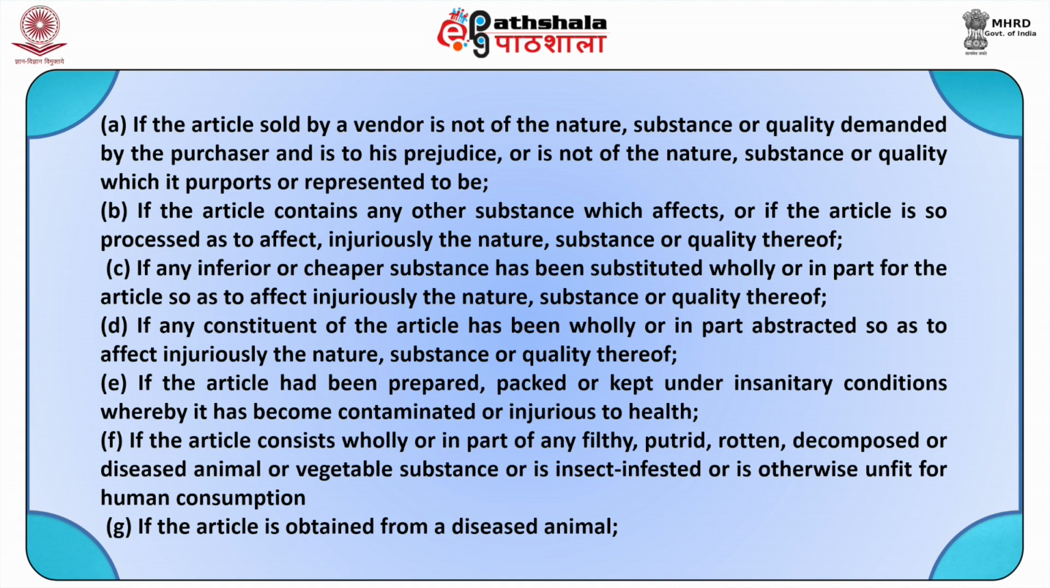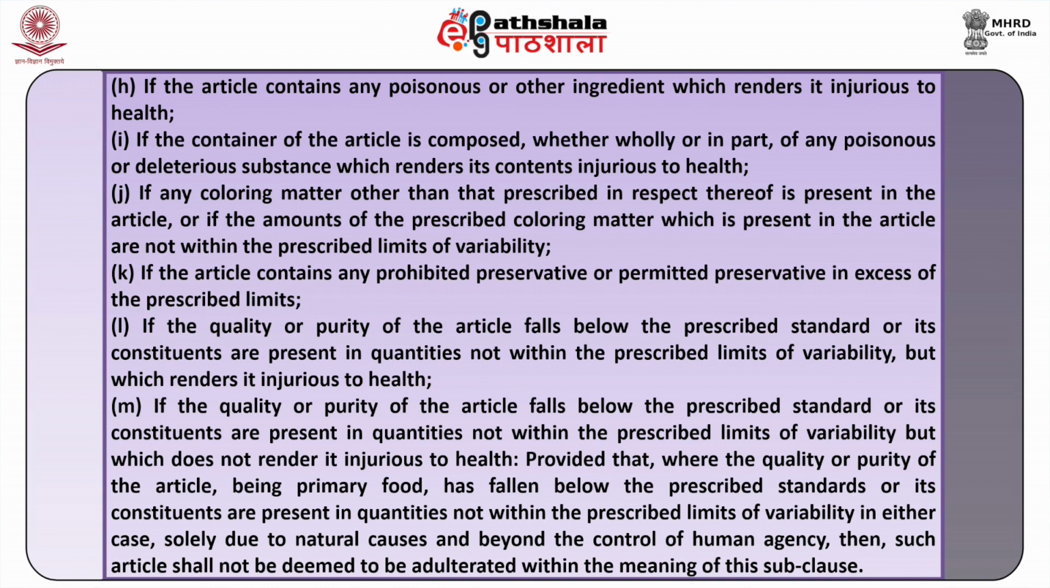E. If the article has been prepared, packed or kept under insanitary conditions whereby it has become contaminated or injurious to health. F. If the article consists wholly or in part of any filthy, putrid, rotten, decomposed or diseased animal or vegetable substance, or is insect infested, or is otherwise unfit for human consumption. G. If the article is obtained from a diseased animal. H. If the article contains any poisonous or other ingredient which renders it injurious to health.